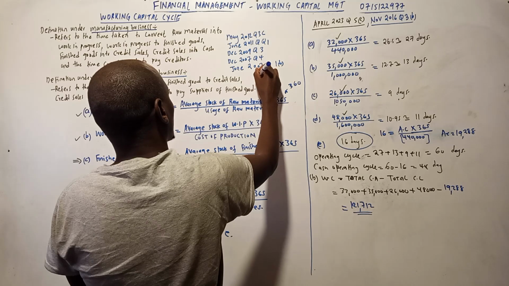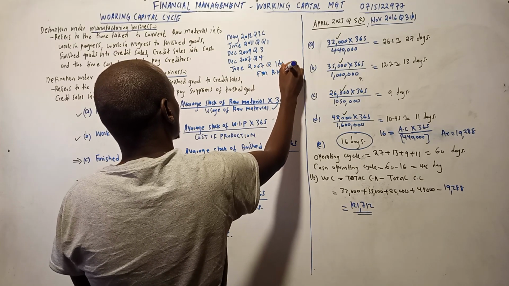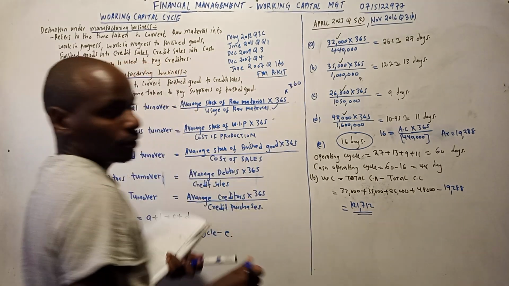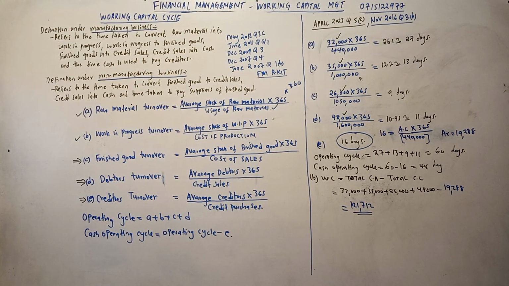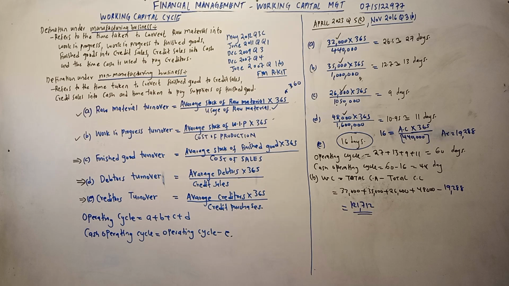So this one is under the FM revision kit, the old one. You can find the questions there, and they have the answers, so it can help you a lot. So I think that is all about our working capital cycle. Maybe we look for another question, but those that I have done are enough for revision.